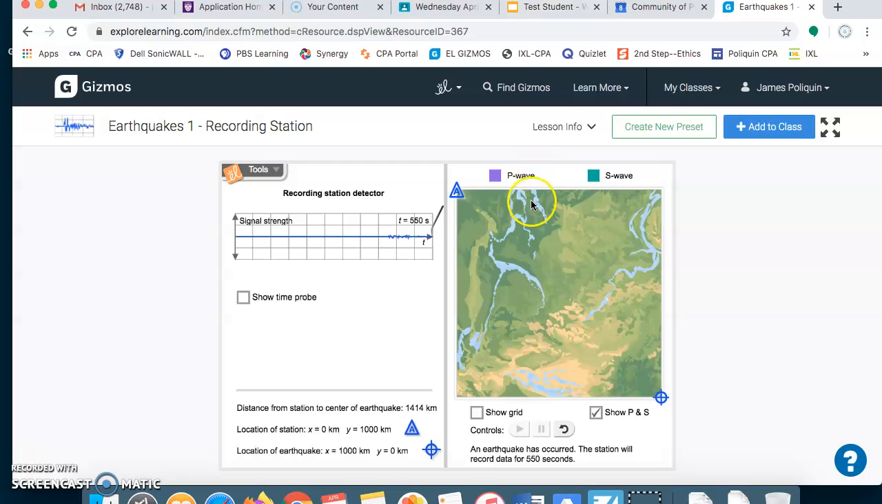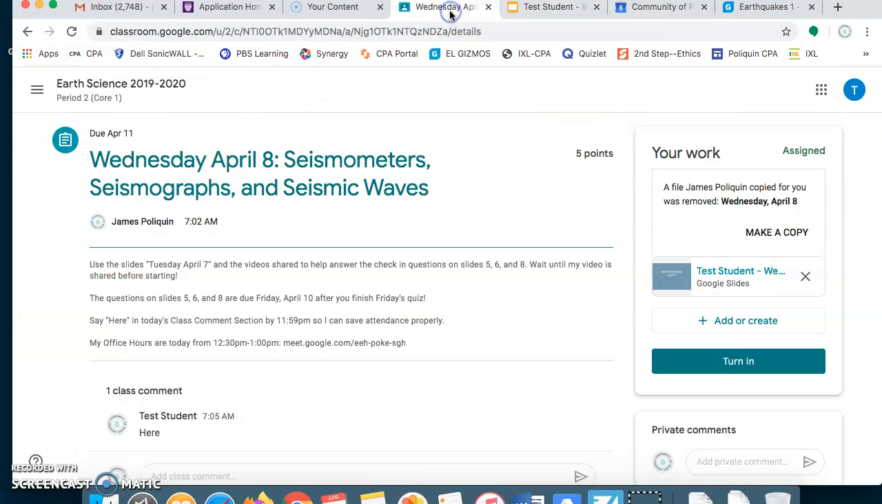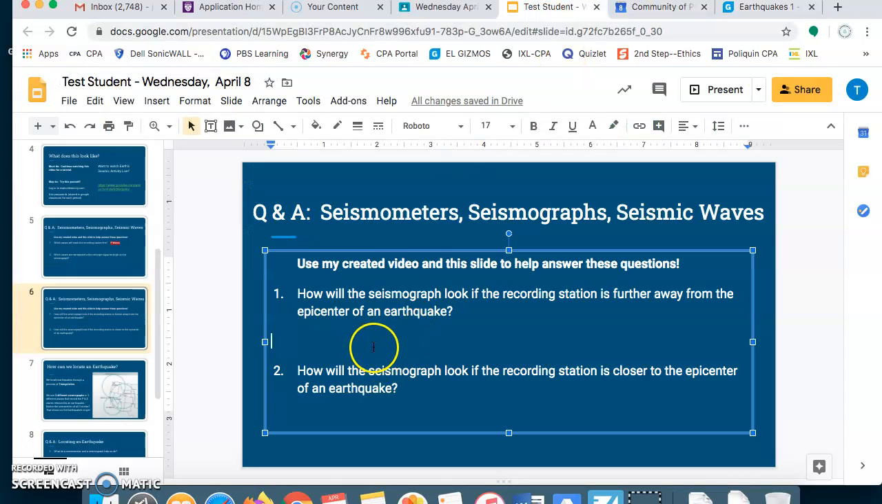So, if we're far away from an earthquake, how will the seismograph look if the recording station is far away from the epicenter of the earthquake? Well, how does it look? Remember what a seismograph and a seismometer do. It's their job to record seismic waves and seismic activity of the earth. Is there much seismic activity going on? That's for you to answer here. How will the seismograph look? Is there much seismic activity? What's going on?